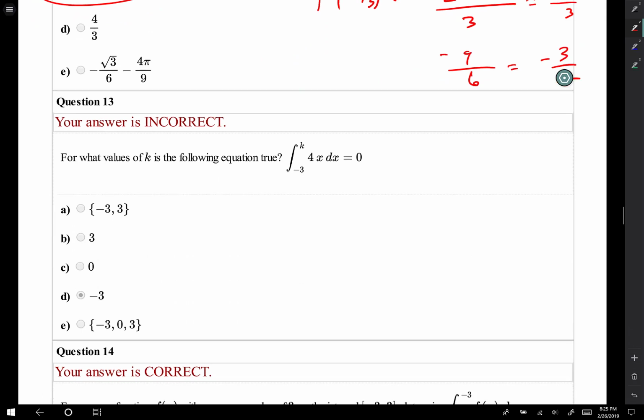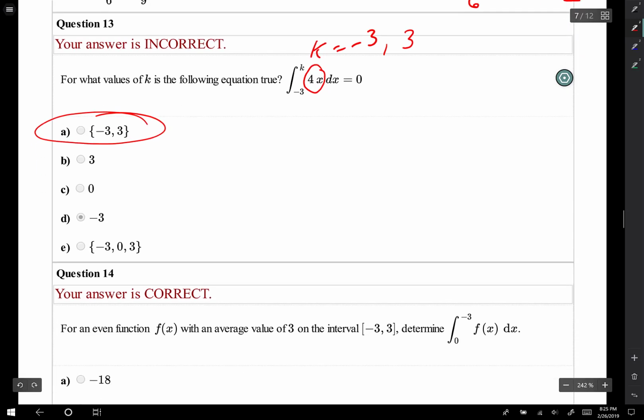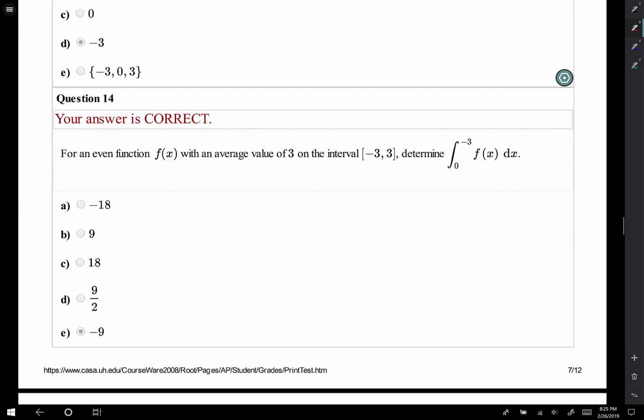For what value of k is the following equation true? Well, this is a NOT function here. So this is true if k is a negative 3 or if k is a 3. So that one really wasn't much of a challenge, guys. Straightforward. You just got to know about your even and odd functions.